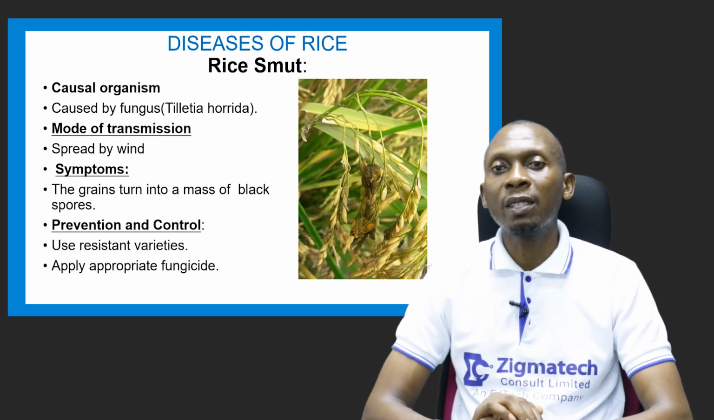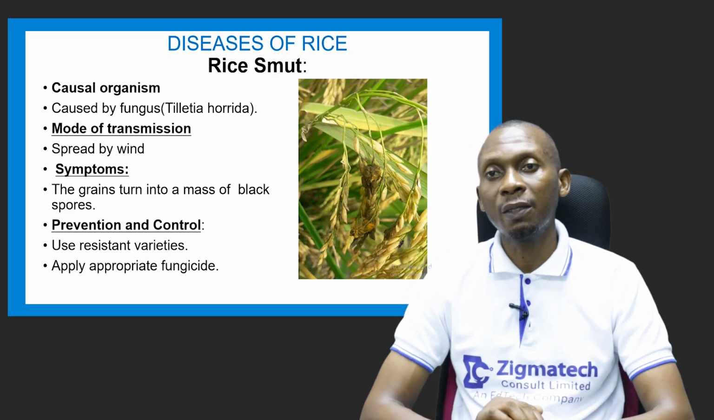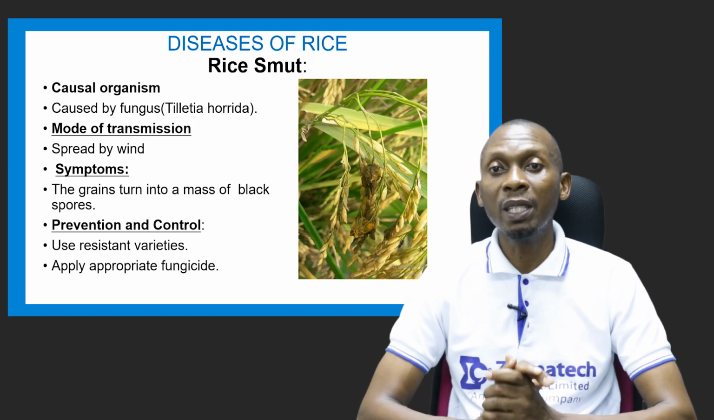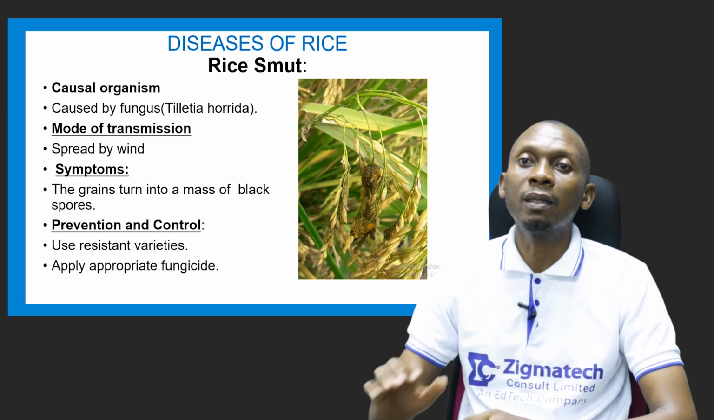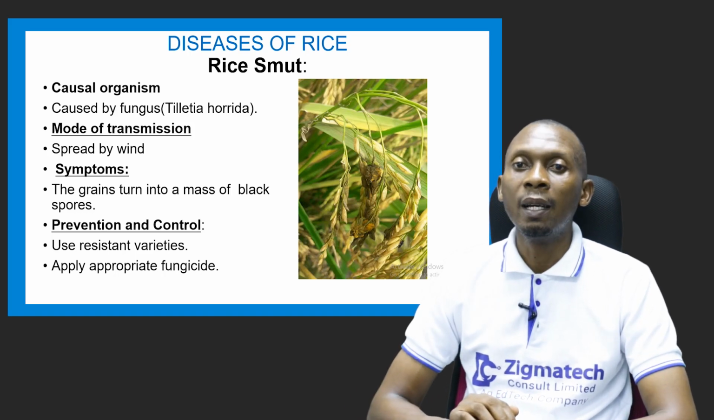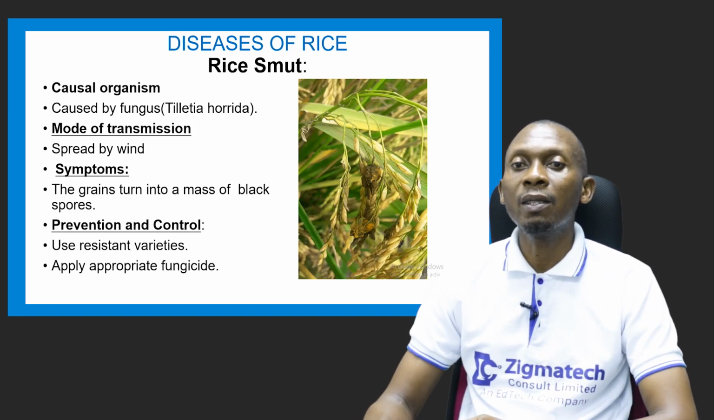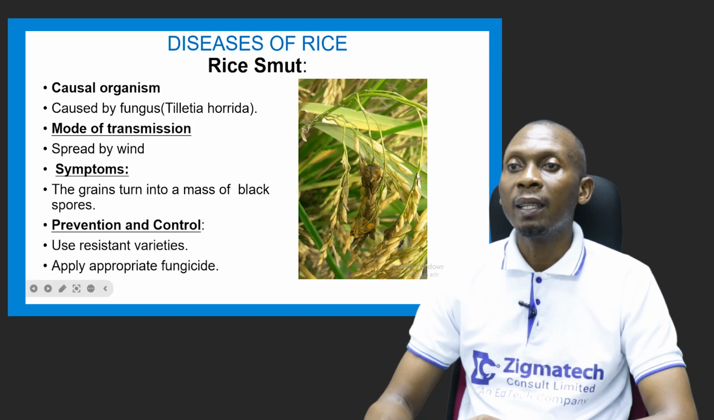Next we have rice smut. This is a fungal disease, so it's caused by the fungus Tilletia horrida. Now, this disease is spread by wind, and the symptoms you can see are on the grains. Look at the grains. This is the head of your rice. The spikes are all here.